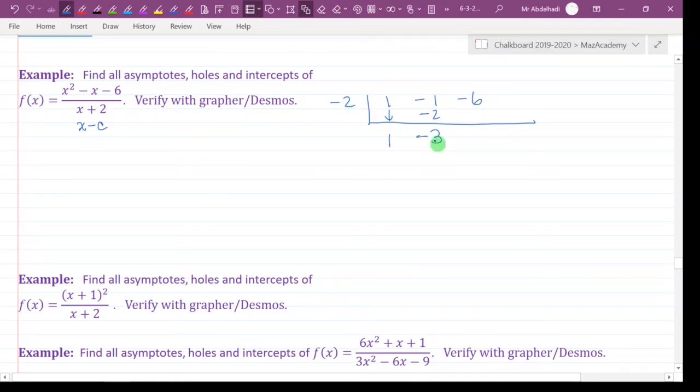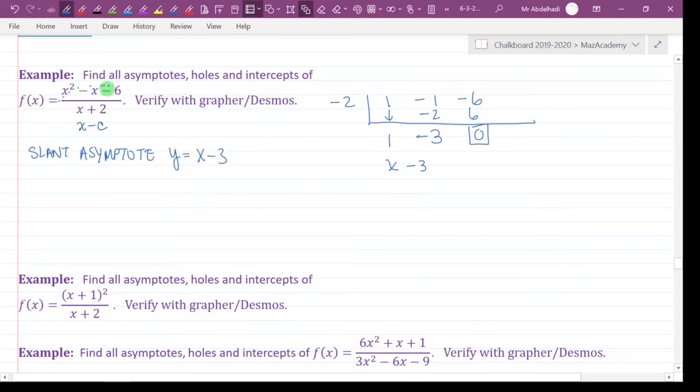-2 times -3 is +6. And this is a 0. So there you go. What you get here is x minus 3. When you divide this, you get x minus 3. So your slant is going to be y equals x minus 3.